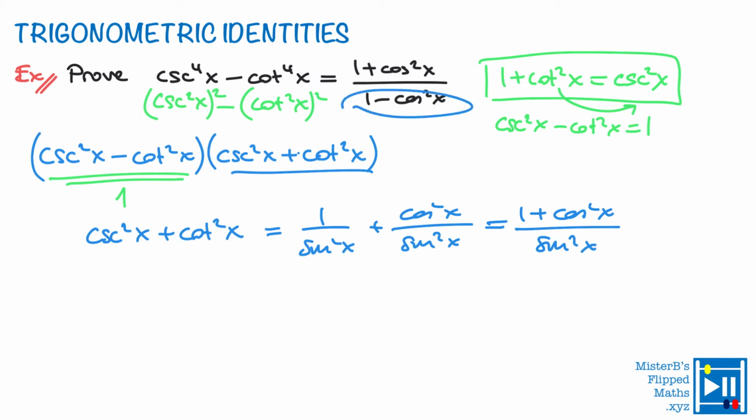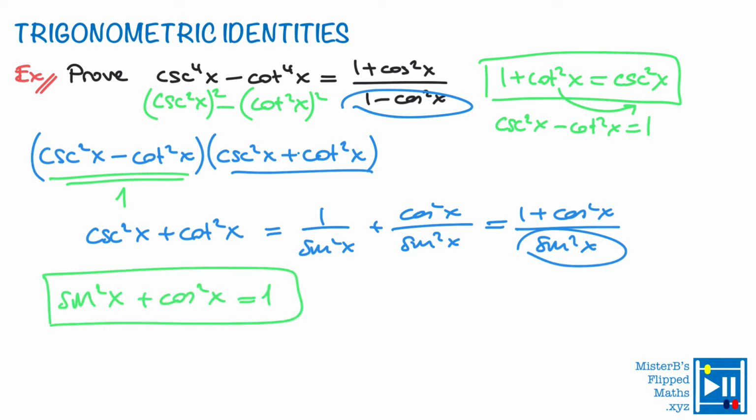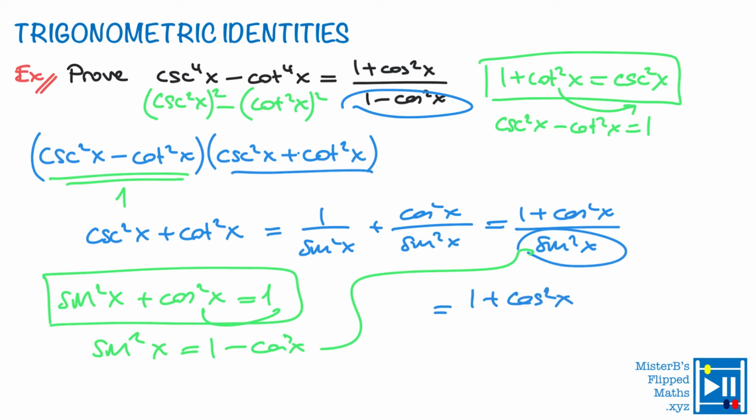But now the problem is we don't have this here. We have sine squared x, but we know that sine squared x plus cosine squared x is 1. So again, we have to play with this, taking cosine squared x to the other side. So it's going to be sine squared x equals 1 minus cosine squared x, which I'm going to write here. So this expression will be 1 plus cosine squared x over 1 minus cosine squared x. Another example.